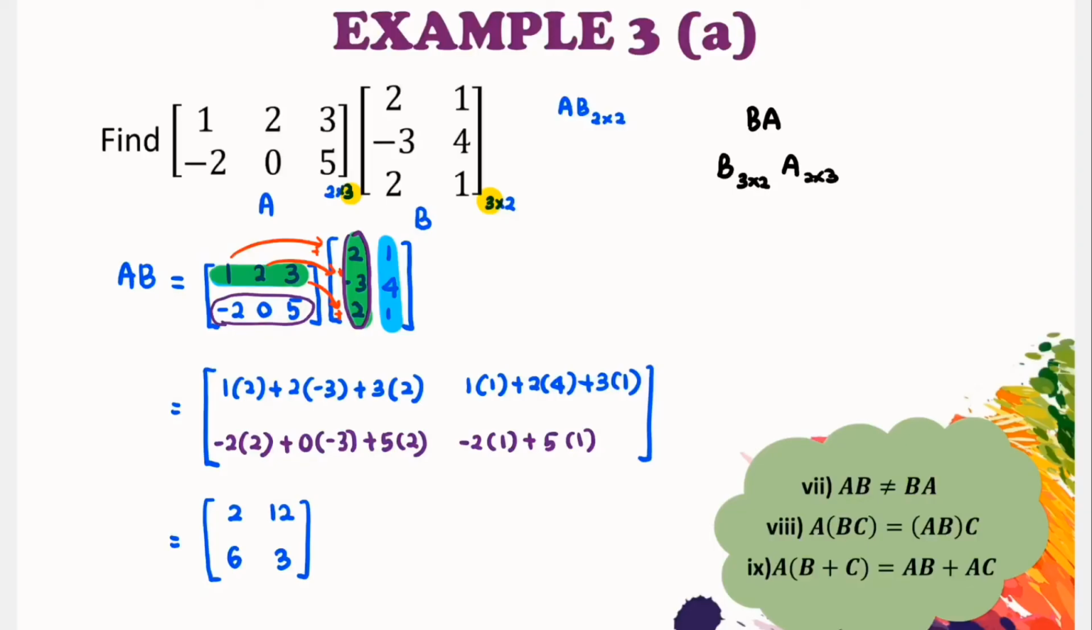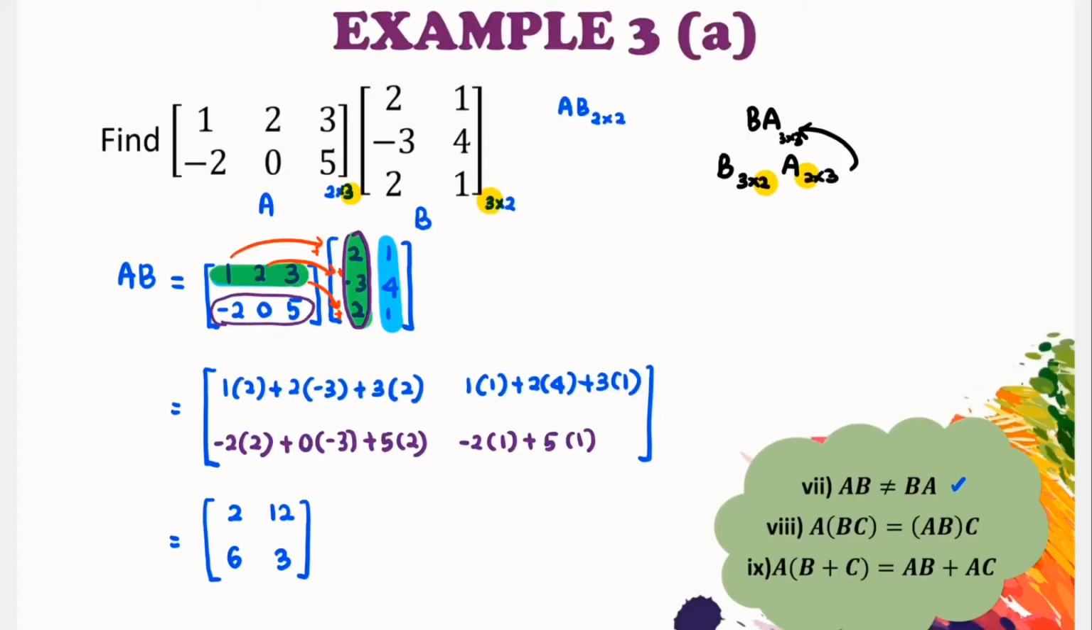First of all, can we do the multiplication operation? Yes, because the number of columns of matrix B is the same as the number of rows of matrix A. That means the product BA will be a 3 by 3 matrix. So we are not going to get the same order as matrix AB. BA is different from AB. You can try to find BA on your own later.